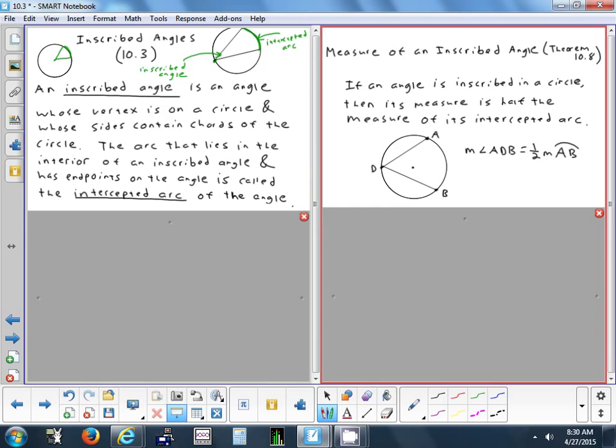Okay, so that idea that Luke just explained, that's Theorem 10.8. For me, it's most helpful to just look at the picture rather than all the words. But the idea is angle ADB is half the size of arc AB. That's the connection between an inscribed angle and an intercepted arc. The inscribed angle is half the arc. And we can use that idea both ways. If I gave you the size of the arc, you could take half of it and figure out the size of the angle. Or if I give you the angle, you could double it and find the size of the arc.